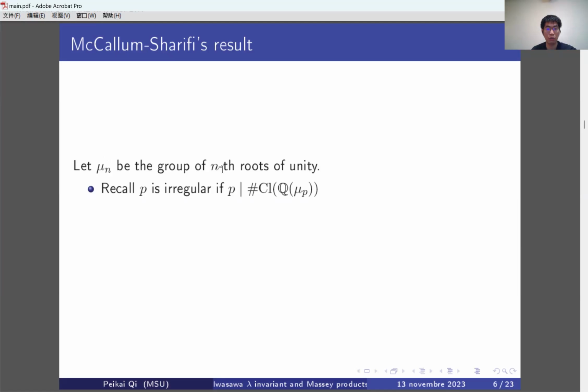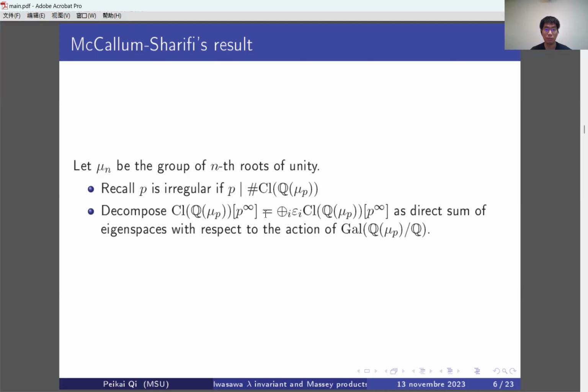Here mu_n denotes the group of nth roots of unity. Recall that we call a prime p irregular if p divides the size of the class group, and p is regular if p doesn't divide the size of the class group. If p divides the size of the class group, we can decompose the p-part of the class group into a direct sum with respect to the action of the Galois group.